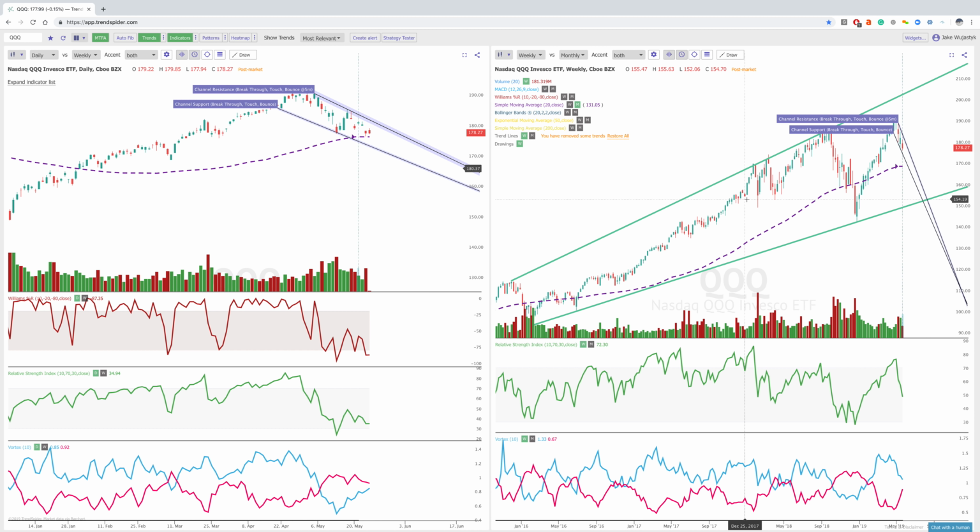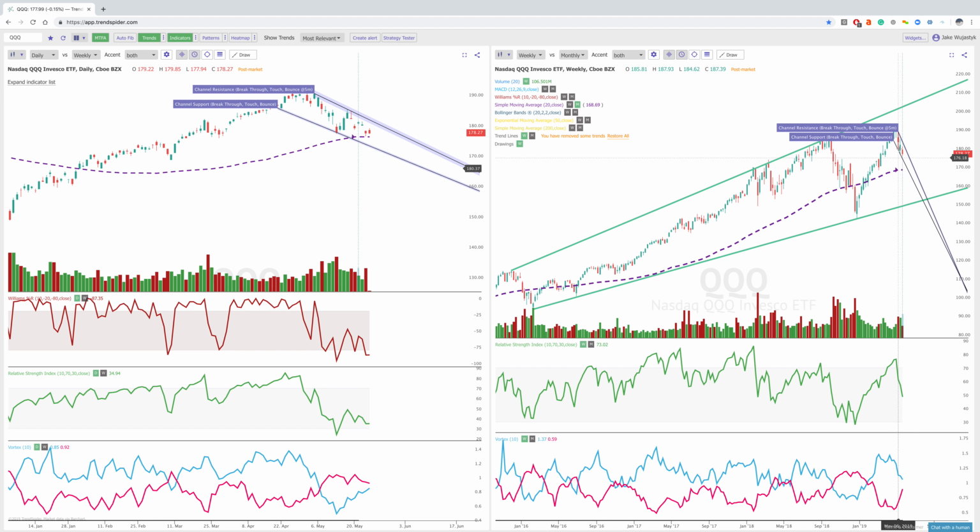And you can kind of see that here on the weekly. We have a very steep kind of price action going here. So the steeper and the sharper the peak, sometimes the harder the fall. So we'll have to see if we do continue down to this SMA 20 from the monthly, or we do catch a bid here.